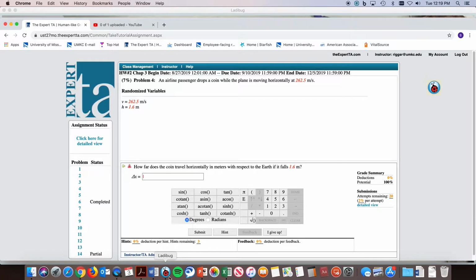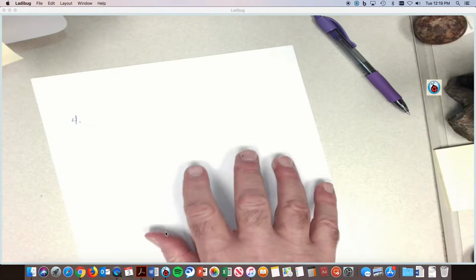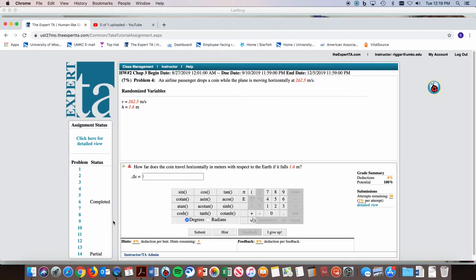So let's take a peek at this. All right. So homework problem 4, I've got to go back to it. I'm sorry. I'm going to get my basic. We want to know how far it's going with a velocity in the x direction of 265.5 meters per second and a height equal to 1.6 meters. We want to know what's its range. How far did it go? All right. So let's take a peek.